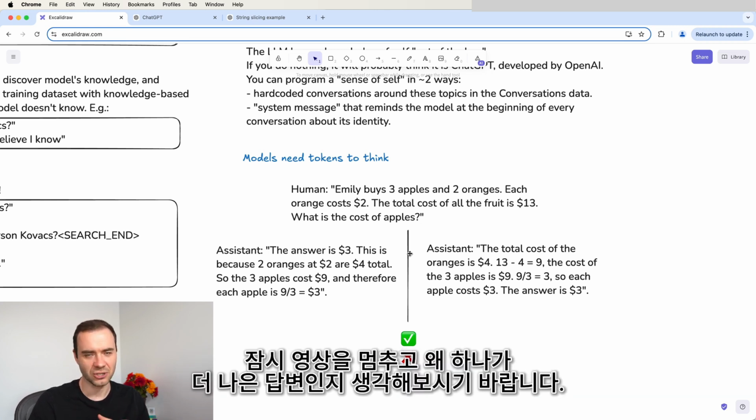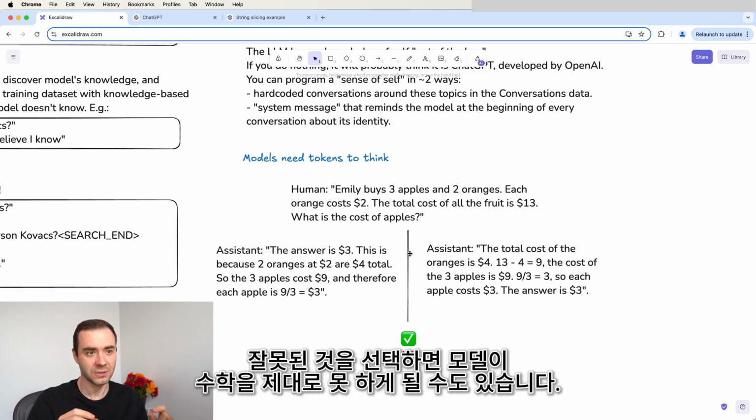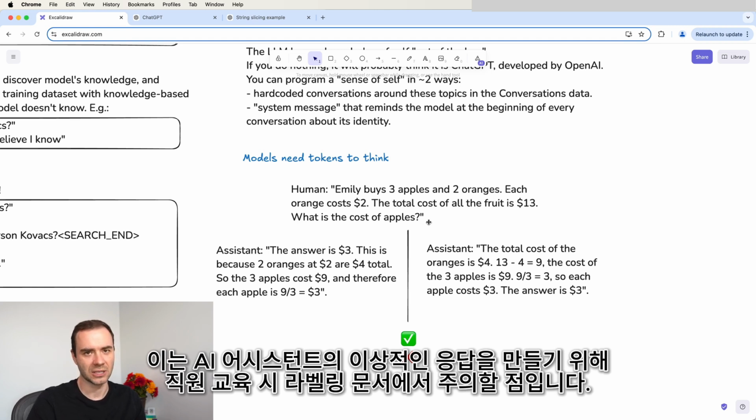And so I'd like you to potentially pause the video even and think through why one of these 2 is a significantly better answer than the other. If you use the wrong one, your model will actually be really bad at math potentially, and it would have bad outcomes. And this is something that you would be careful with in your labeling documentations when you are training people to create the ideal responses for the assistant.